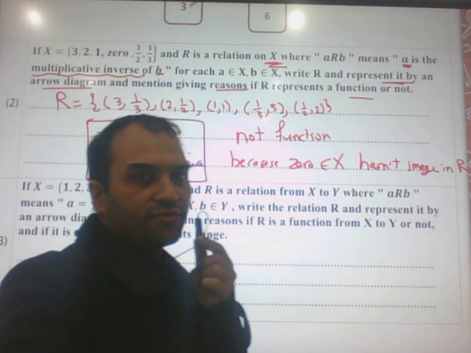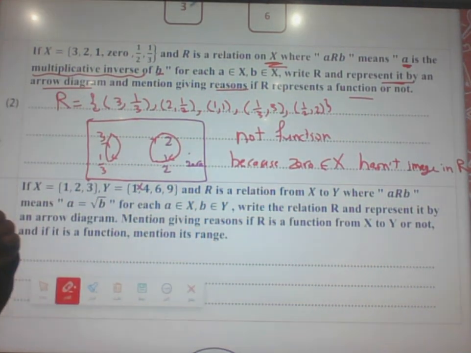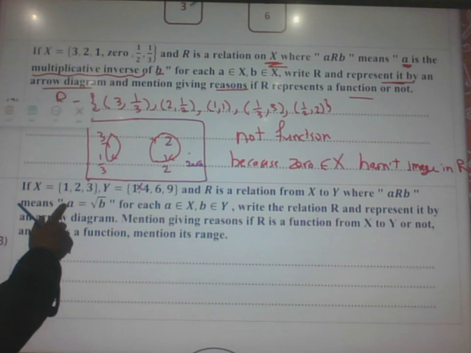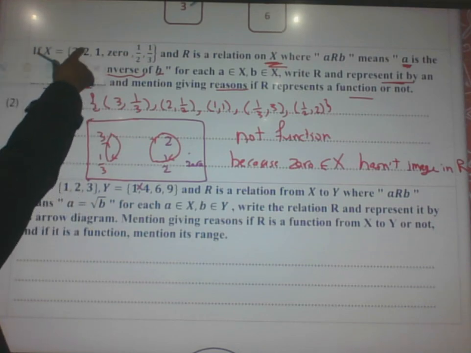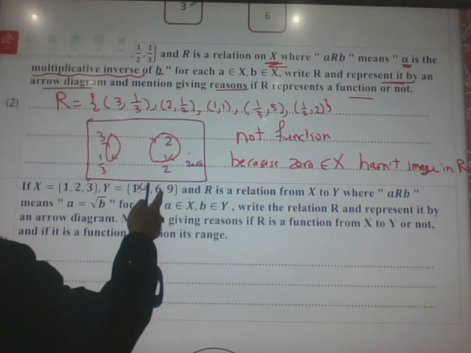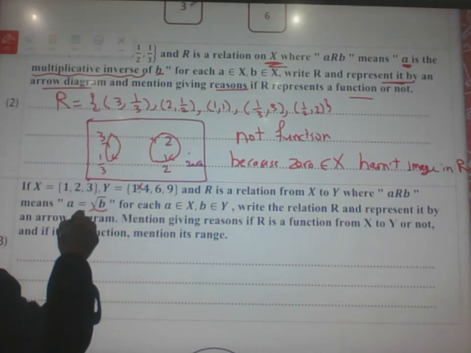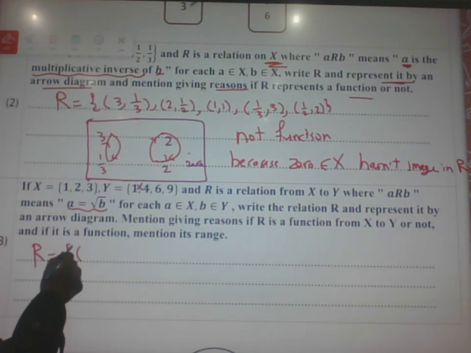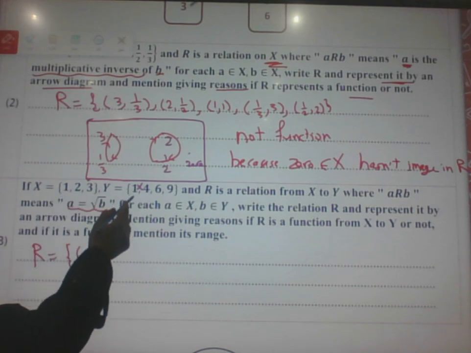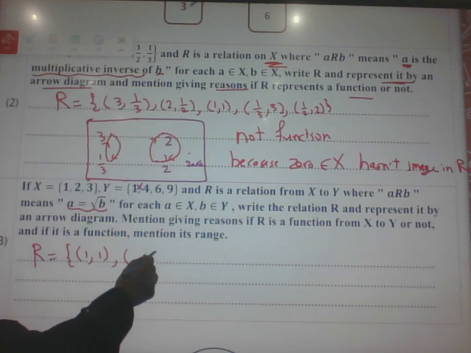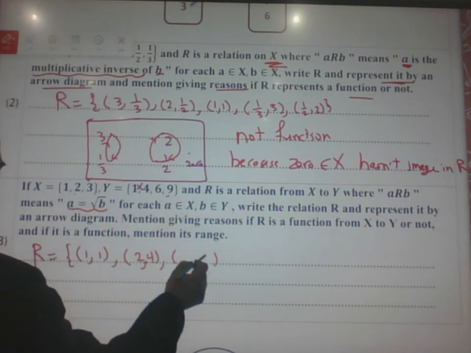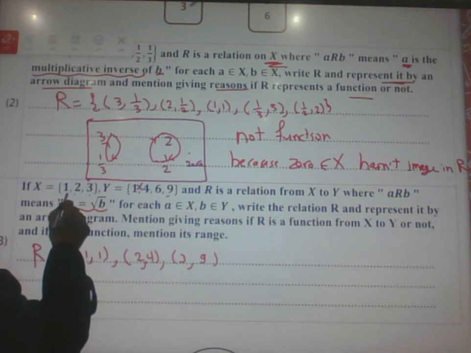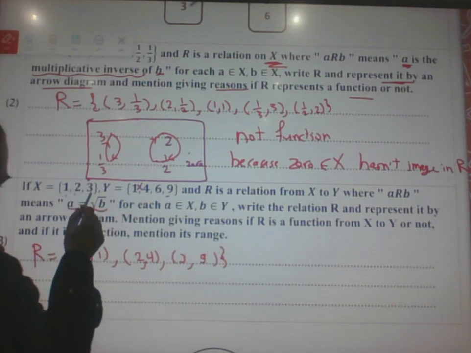Next question down here. Look at with me. If x equals 1, 2, 3, and y equals 1, 4, 6, and 9, the relation between them is a equals square root of b. Then we can find the relation here. Square root of 1 equals 1. Here, square root of 4 equals 2. And square root of 9 is 3. Then we have an image of each element of x.